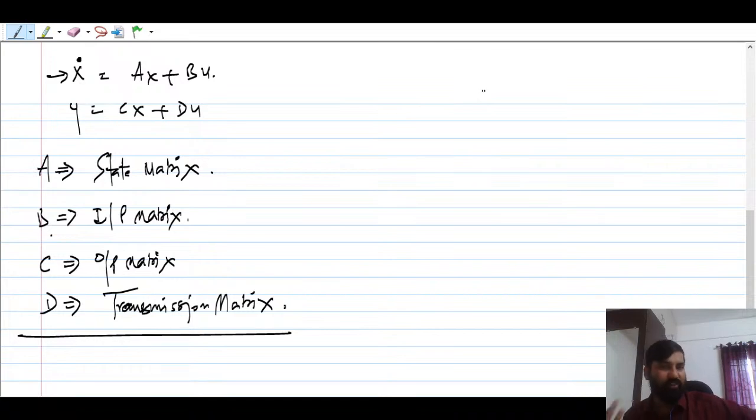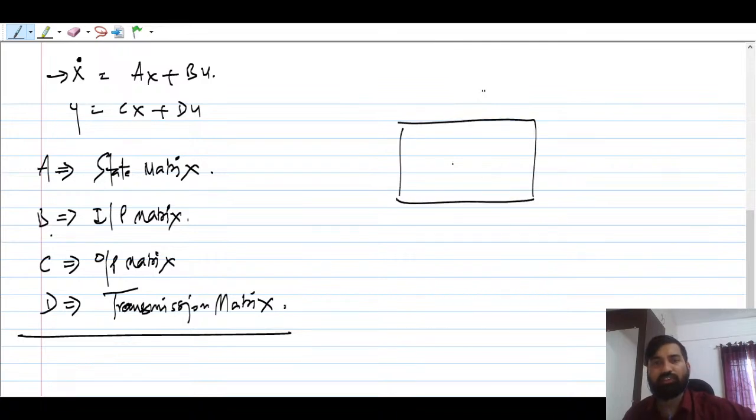Understood. Now the question that comes into the picture is what will be the order of the matrices? What will be the order of the A matrix? What is going to be the order of the B matrix? What is going to be the order of the C matrix and D matrix? That is very important to remember. So I'm going to consider here a multi-input, multi-output system.